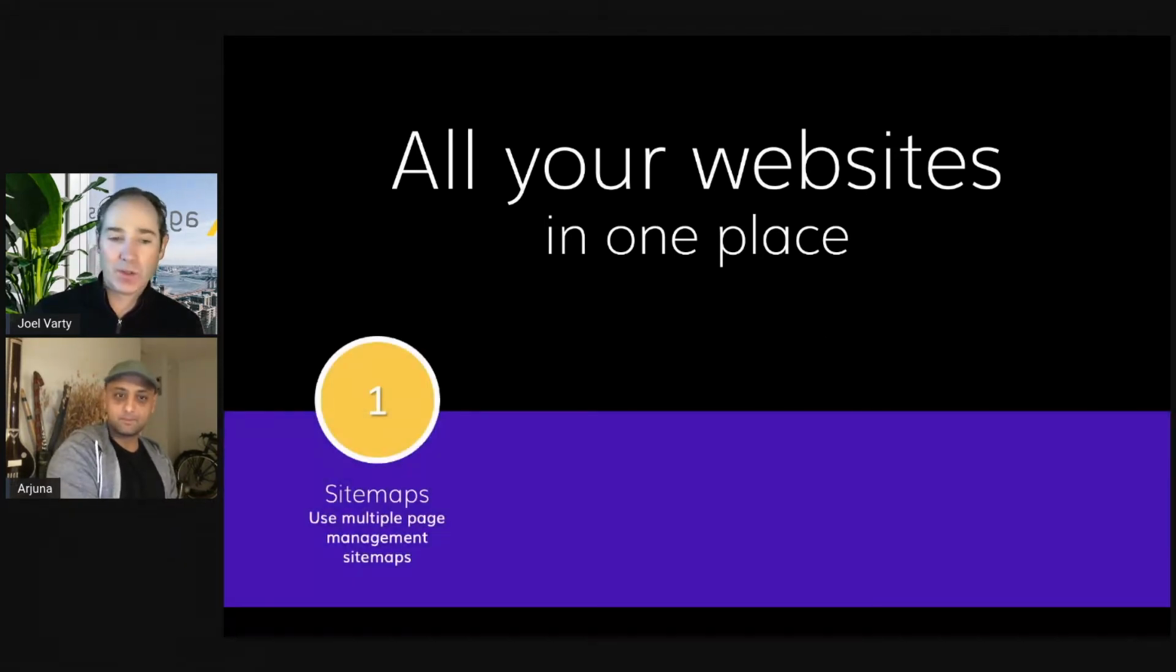So the one way to do it is with sitemaps. A sitemap in Agility is basically a hierarchical list of your pages. And Arjuna, how would you describe sitemaps when you're talking to your customers? How do you describe it to them?